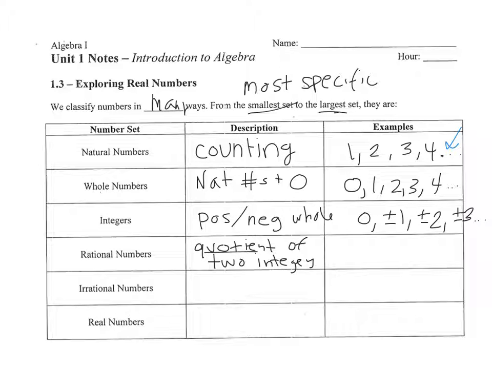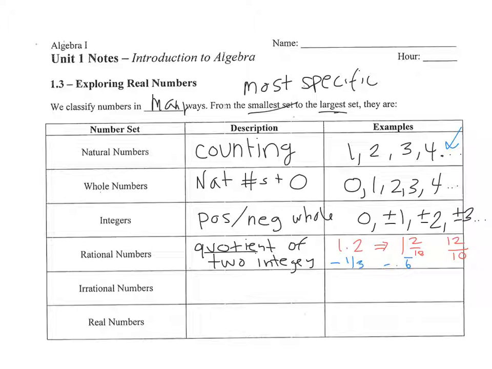So some examples are, you could have 1.2, because technically 1.2 is 1 and 2/10 as a mixed number, and you can write that as 12/10, which is the quotient of two integers. It can be negative 1/3. It could be negative 0.6 repeating, because that's negative 2/3. So any number that you can write as a fraction or a decimal that stops.